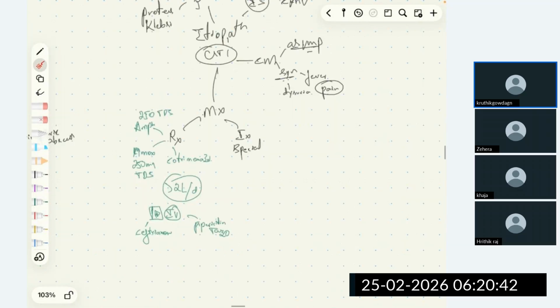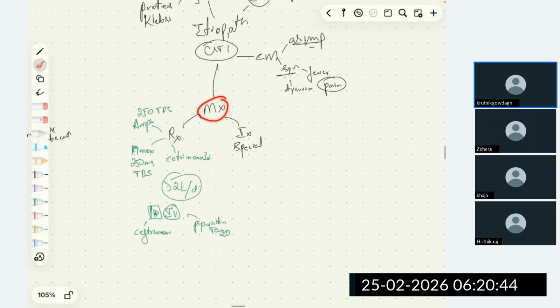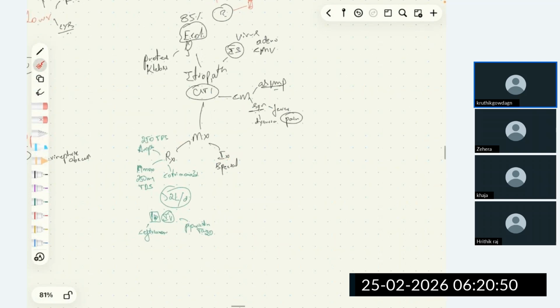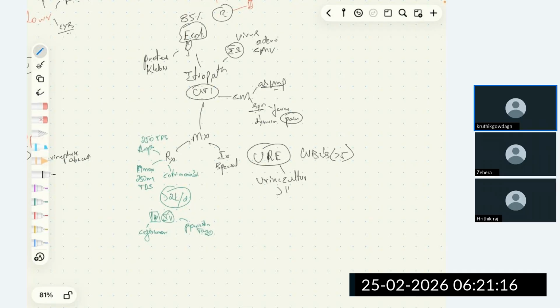Now, what is the treatment of UTI? Before that, let's see the investigations. We'll do the routine urine examination. We'll see excretion of WBCs in urine more than 5. On urine culture, we'll get the organism at more than 10 to the power of 5 per ml. And also, we'll do culture sensitivity to detect antibiotic sensitivity.